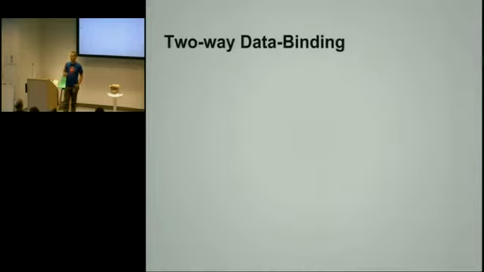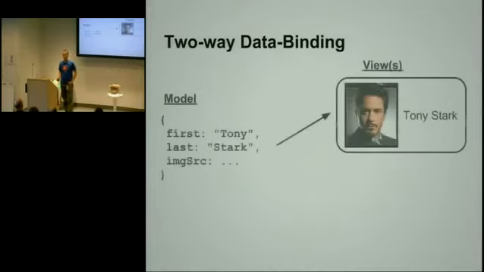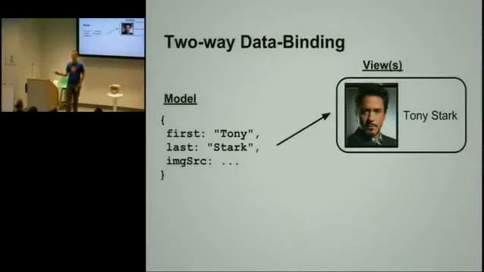So this was one-way data binding, where you have the model and you bind it to the template, and there is no way for the model to change from the view. This is what we call one-way data binding. And there's also two-way data binding.